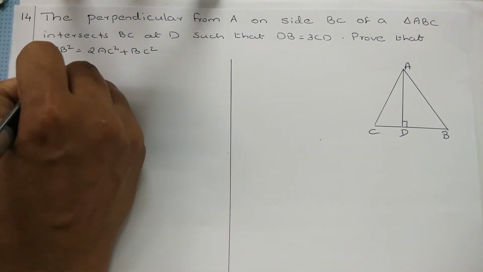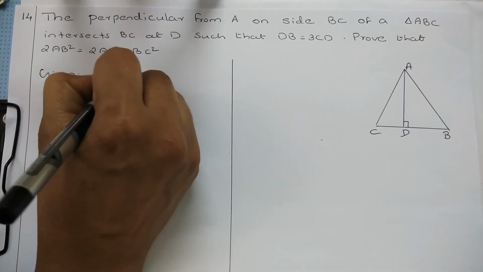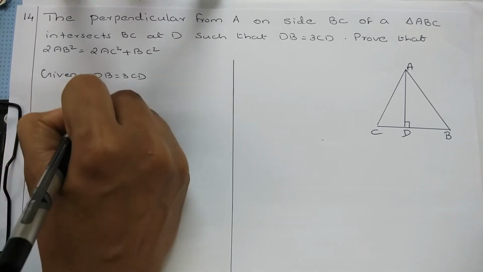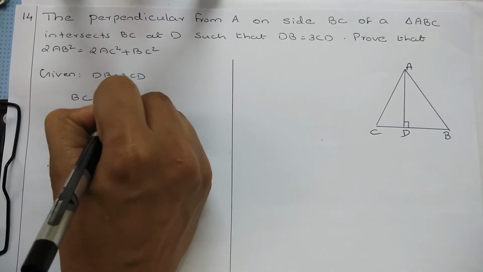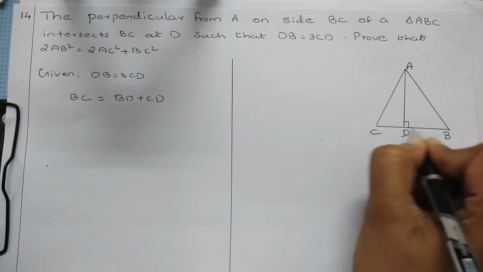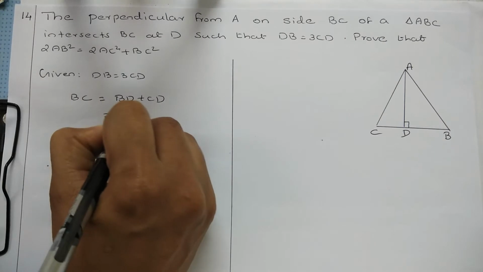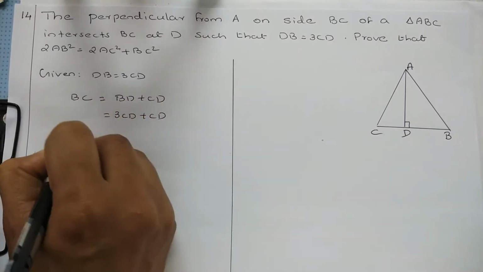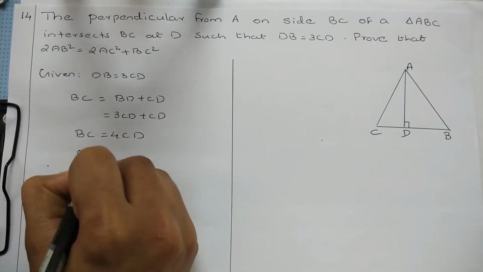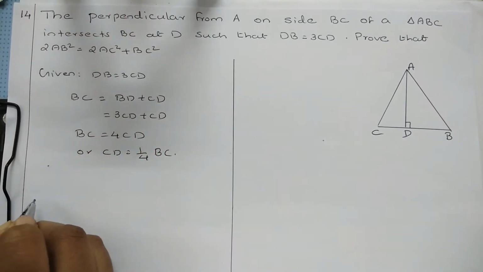So, what they have given, we will write first. They have given DB is equal to 3CD. Then what will be BC here? We will write BC is equal to BD plus CD, right? BD is what they have given, 3CD plus CD. That means BC is equal to 4CD, or you can write CD is equal to 1 by 4 BC. This is also given.